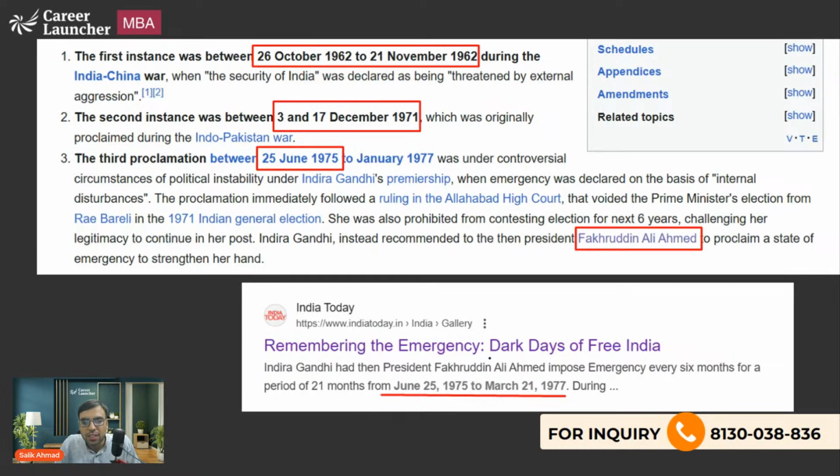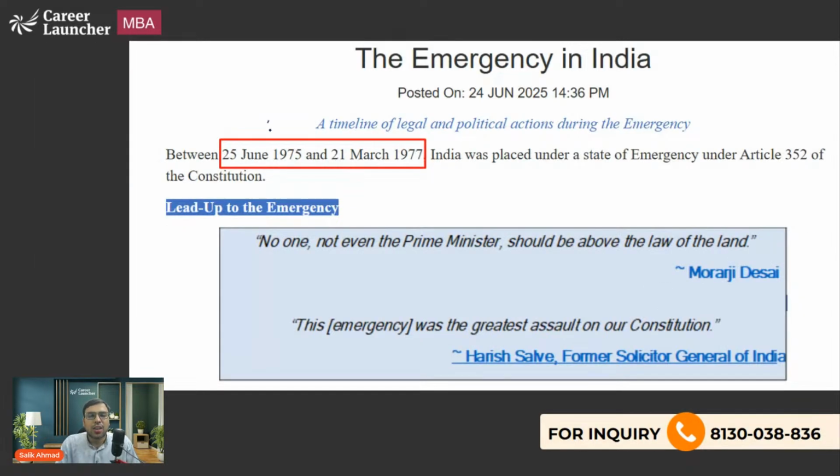Now the third one, which is the most criticized one, you should remember the date, 25th June 1975 to 21st March 1977. So almost around slightly less than 2 years, you can say, it was imposed. So yes, 25th June 1975 to 21st March 1977.